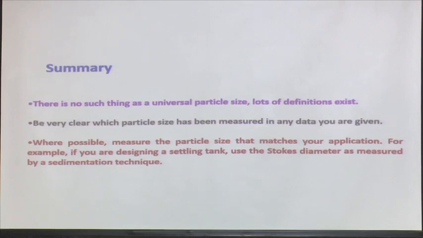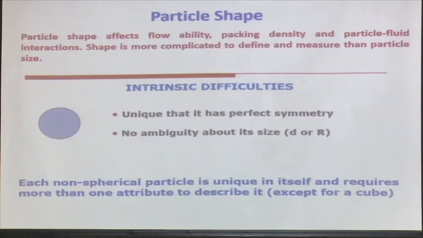If it is solid fluid interaction, you go for that type of sedimentation based definition. For example, if you are designing a settling tank, like a solid liquid separation unit such as a thickener, then I have to use the Stokes diameter, the sedimentation one. I will discuss it later on. The Stokes diameter is measured by a sedimentation technique; I cannot use a sieve size for that. I should not use the equivalent sieve size. So that is my suggestion to you.